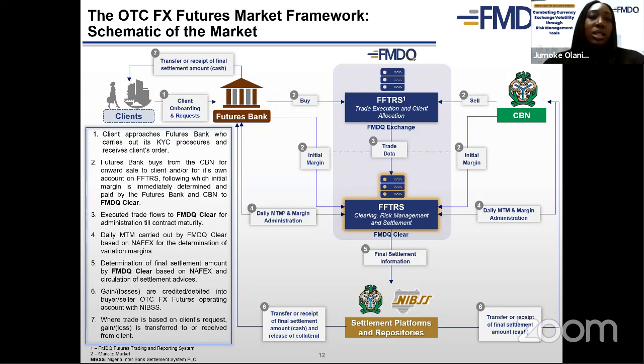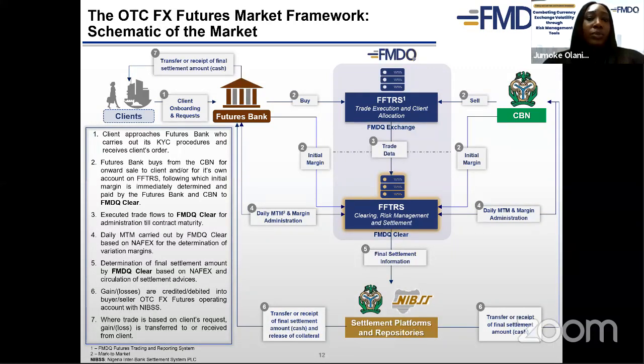So of course, they'll buy the OTC FX futures on the system. And at the point of purchase, the futures bank would need to provide the initial margin, which we had discussed, for the value of the contract that they want to purchase. When the futures bank does the purchase on the system, it then also sells that transaction to the client, and it is also recorded on the futures trading system, FFTRS, as well.